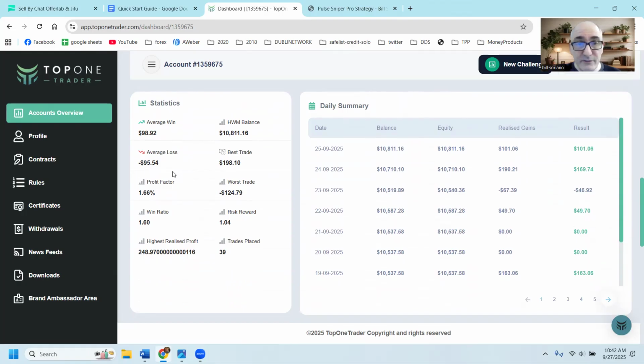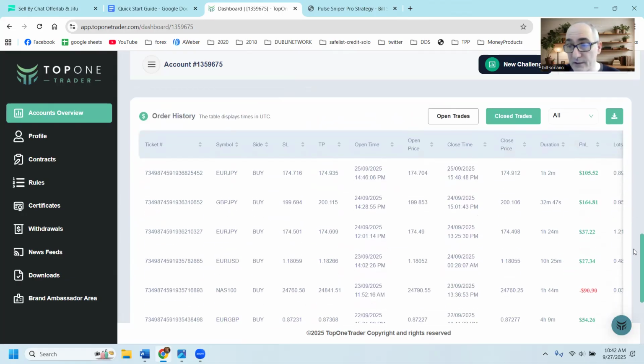Average win was 98.92. Average loss 95.54. Best trade 198.10. Worst trade minus 124.79. Win ratio 1.6. Risk to reward 1.4. 39 trades taken. Down below here, it shows every one of the trades. Right, so all trades are down below. These were the last, you can see here the last 6 trades. I won 5 out of the last 6 in order to pass that challenge.